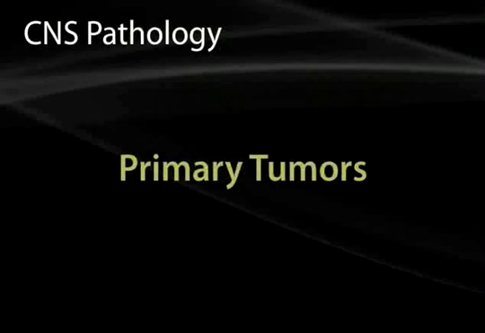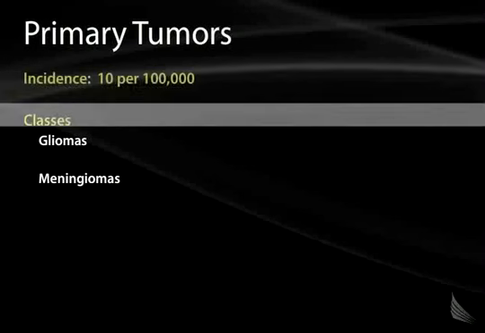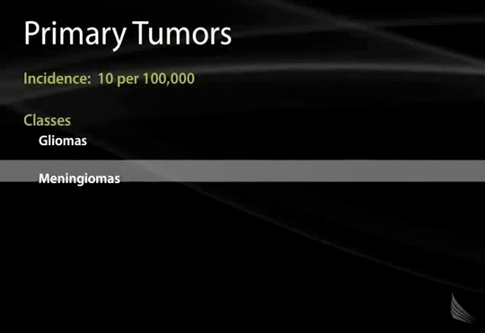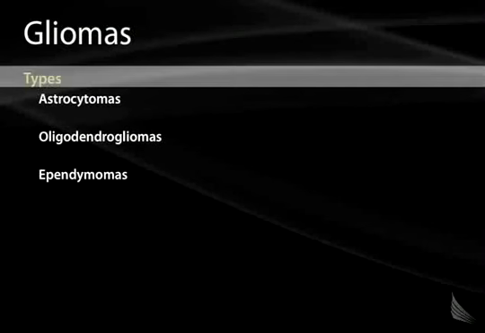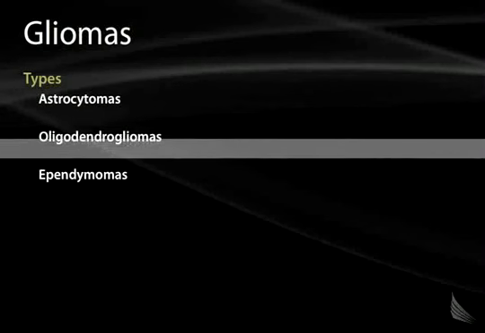This is the primary tumor review of the pathology section for the USMLE Step 1. Primary tumors of the brain occur at an incidence of about 10 per 100,000. The main classes that we want to keep in mind are the gliomas and meningiomas. Gliomas come in three different types: astrocytomas, oligodendrogliomas, and ependymoma.